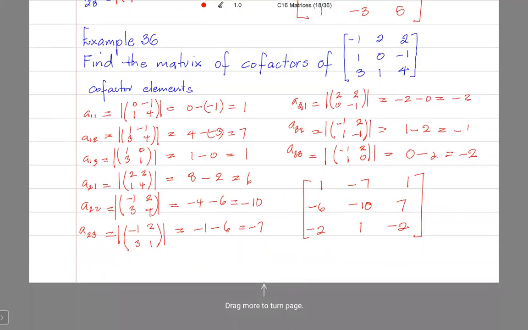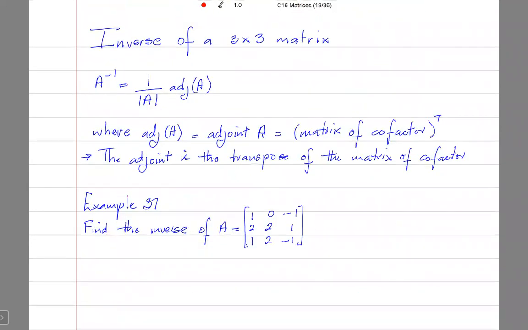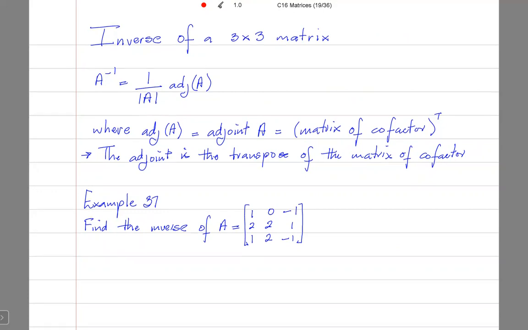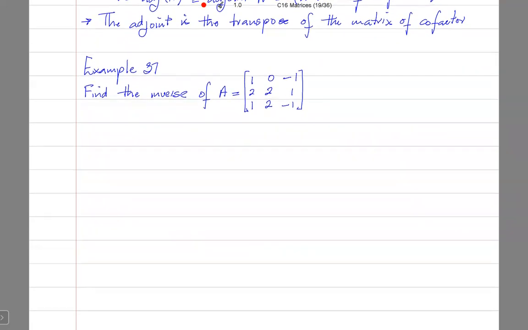All right, so next you're going to get a chance to see how we can use this matrix. This says inverse of a 3 by 3 matrix. A inverse is equal to 1 over the determinant times adjoint A, where adjoint A is the matrix of the cofactor transpose. So the adjoint is the transpose of the matrix of cofactor. So let's go for the inverse.